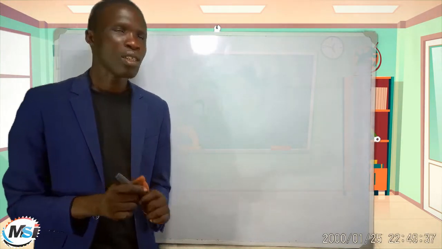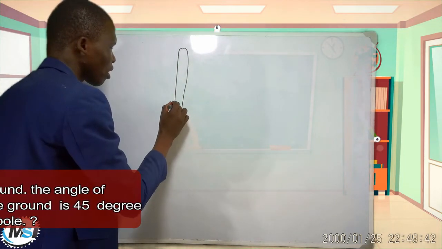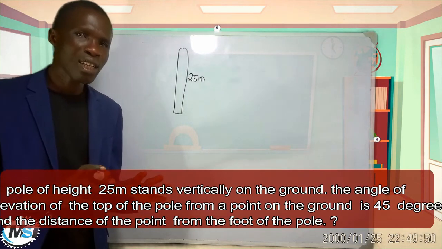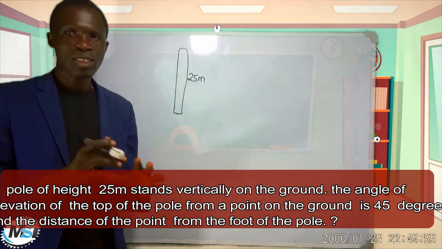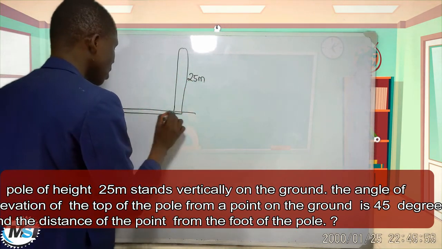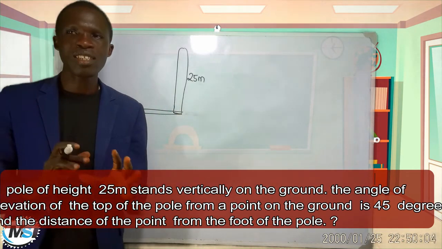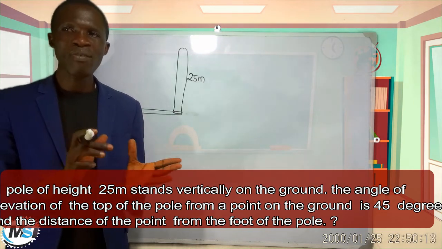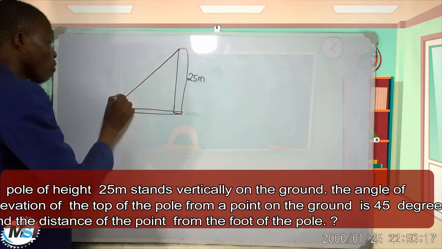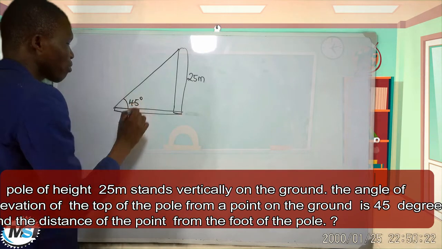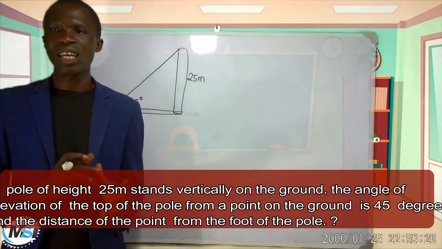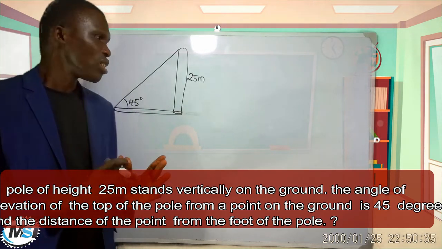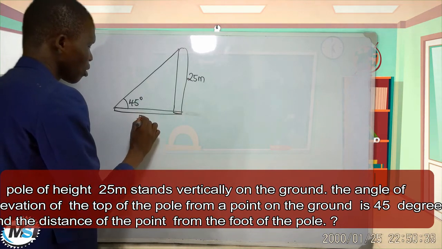The pole of height. This is the pole. The height of the pole is 25 meters. The second statement is, it stands vertically on the ground. This is the ground, right? Then the next thing is the angle of elevation of the top of the pole from a point on the ground is 45 degrees. So this is the angle of elevation, and this is 45 degrees. Now, find the distance of the point from the foot of the pole. What we are looking for now is the distance. This is the distance.